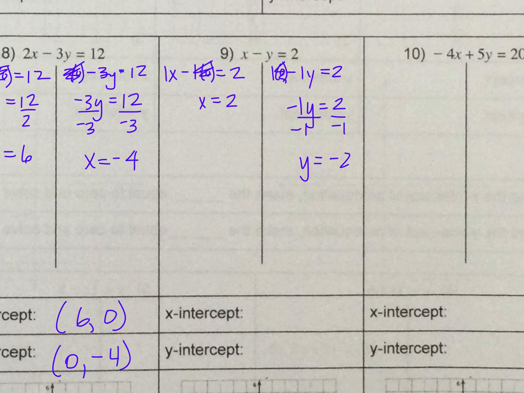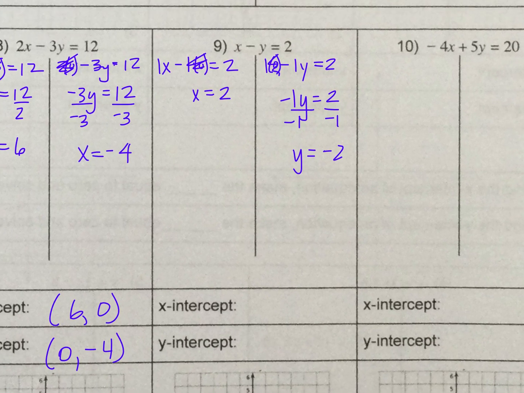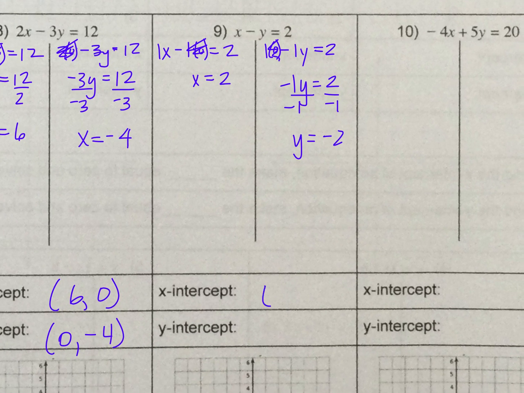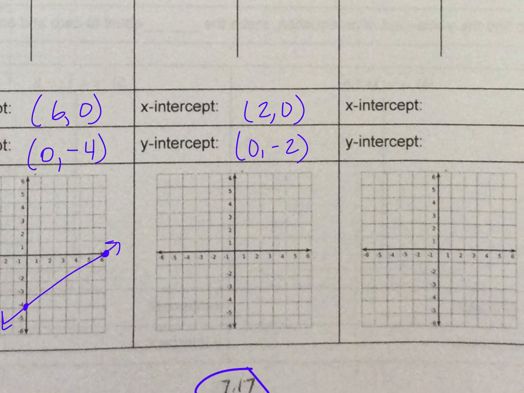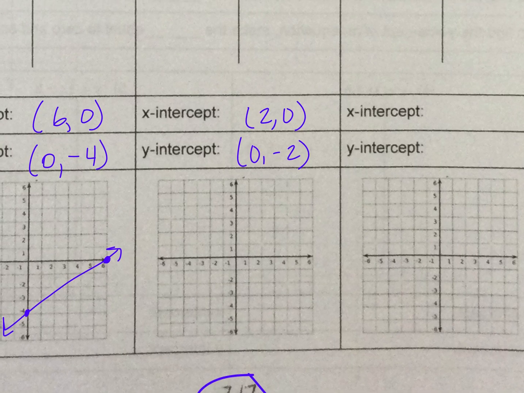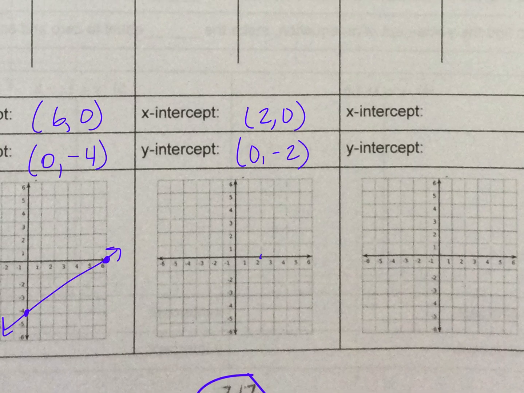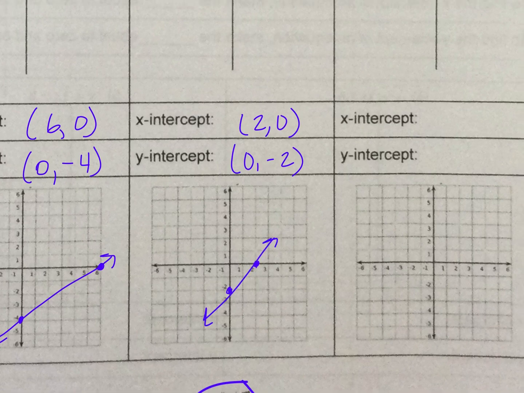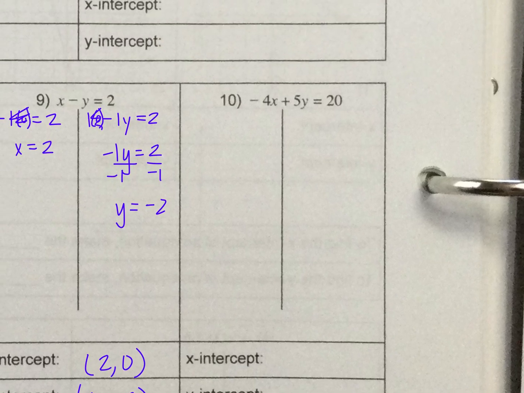So my 2 points are 2, 0, and 0, -2. Let's graph those. 2, 0 is right here. 0, -2 is right there. Draw the line. One more. We write them 2 times.